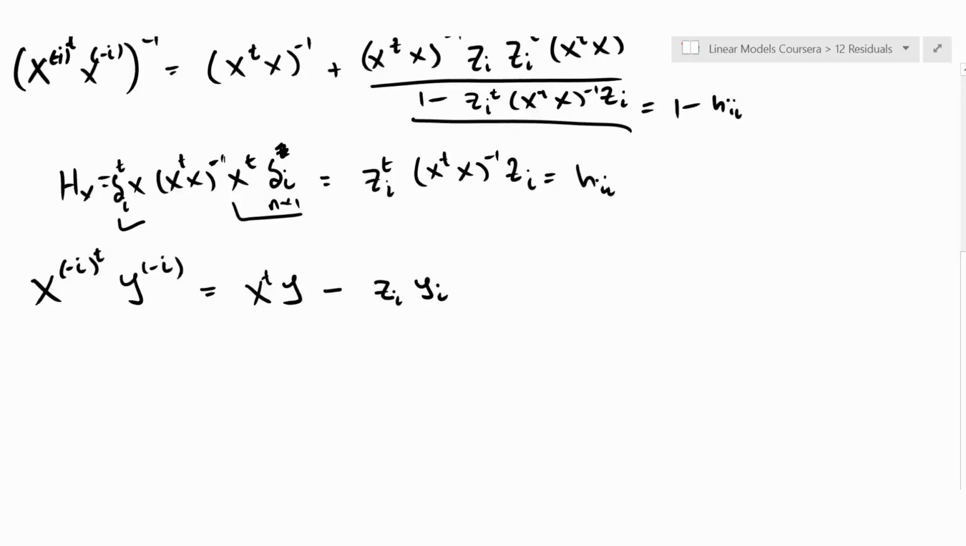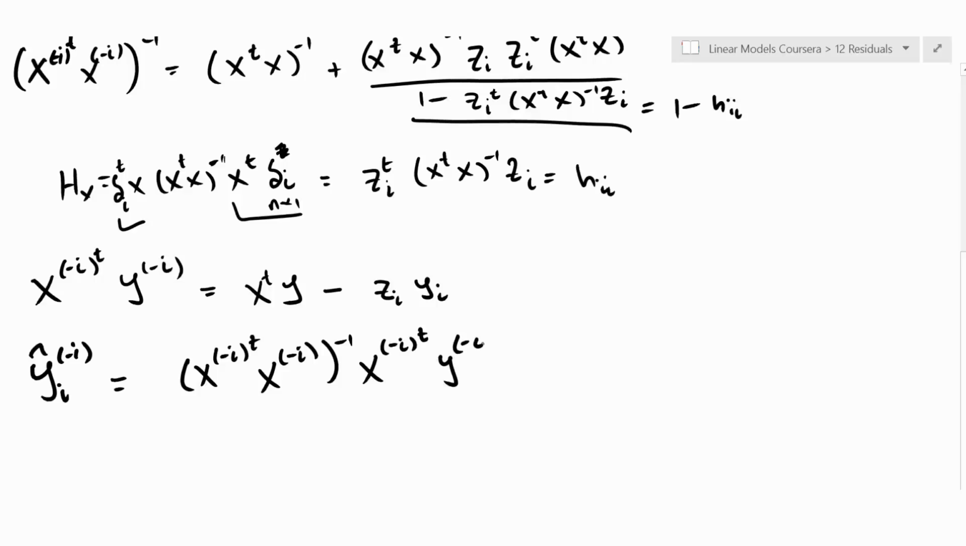Now, we need to get ŷ_i minus i, which is the fitted value for the ith data point where the ith data point has been removed from the fitting process. Okay? So what is that just by definition? That is just the fitted regression coefficients, (X_(-i)^T X_(-i))^(-1) X_(-i)^T times y_(-i).